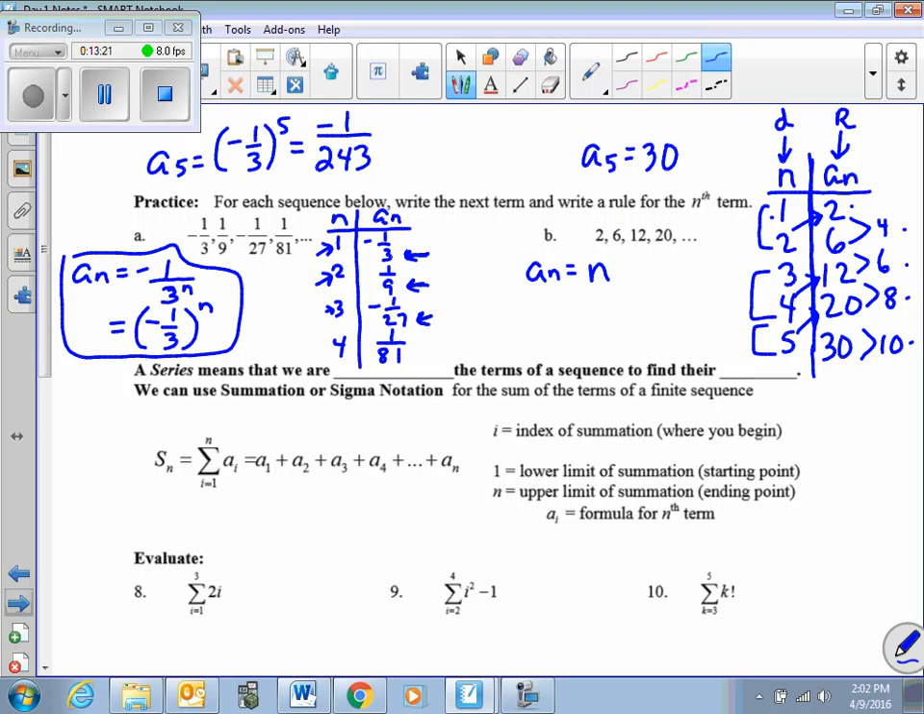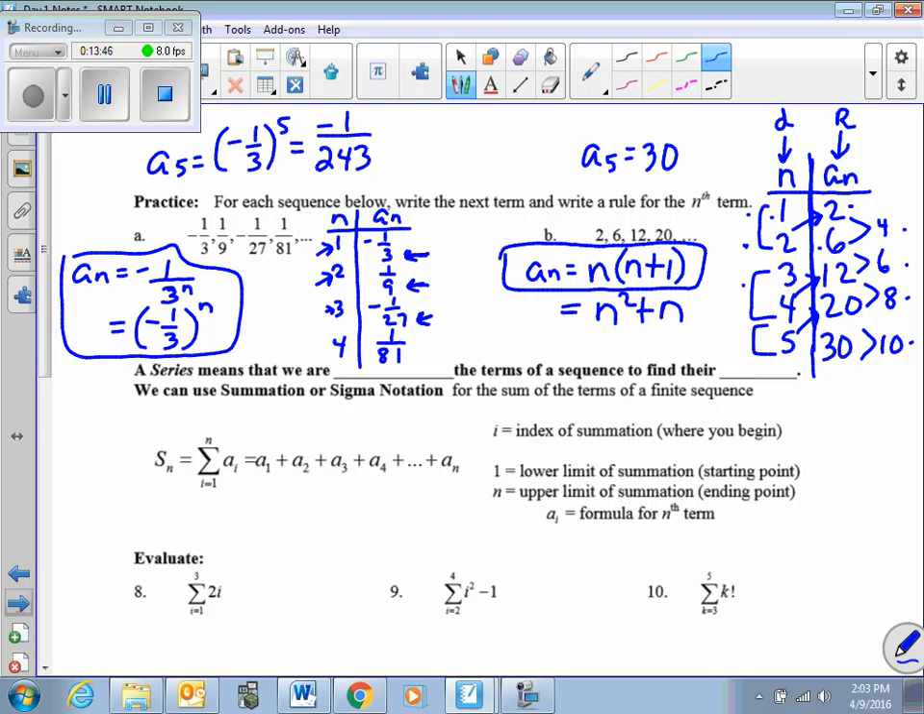So what am I doing? I'm multiplying n by n plus 1, right? If I multiply 1 by 2, I get 2. If I multiply 2 by 3, I get 6, and so forth. So there's my rule. And of course, you could write it as n squared plus n also. It just makes a little more sense to me this way, so I would probably leave it just like that.